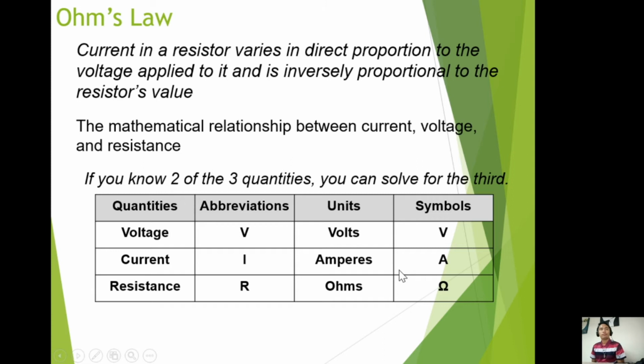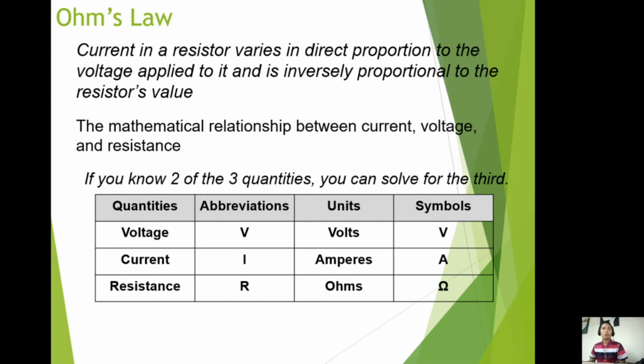Ohm's Law is from George Simon Ohm. According to him, current in a resistor varies in direct proportion to the voltage applied to it, and is inversely proportional to the resistor's value, or the resistance. In short, current is directly proportional to the voltage and inversely proportional to the resistance. This mathematical relationship between current, voltage, and resistance is shown below.